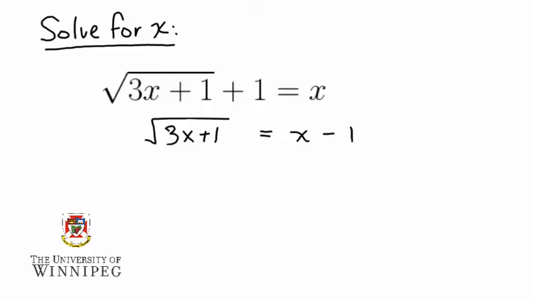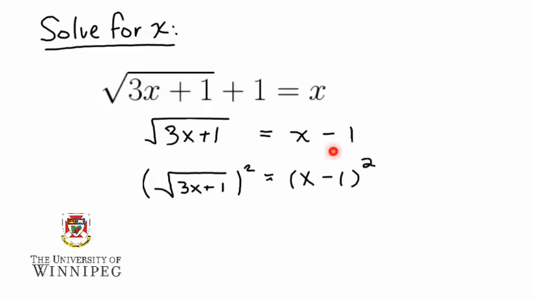Now that we have the square root isolated on the left-hand side of the equal sign, we can square both sides of our equation. Remember that you have to square the entire right-hand side. So over on the right, we're going to get x minus 1 all to the power of 2.